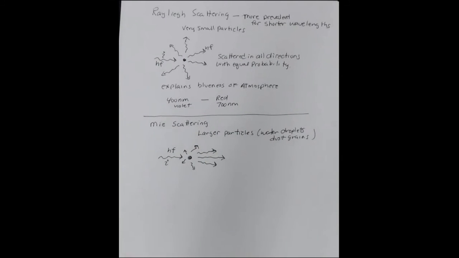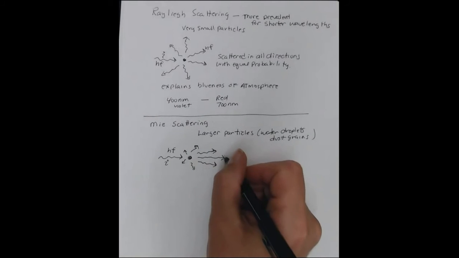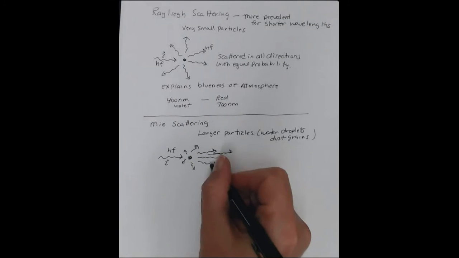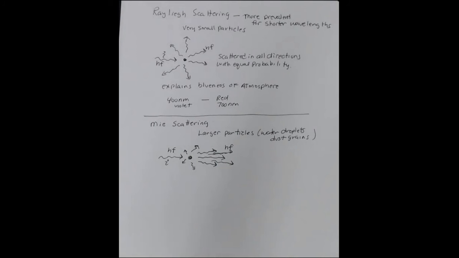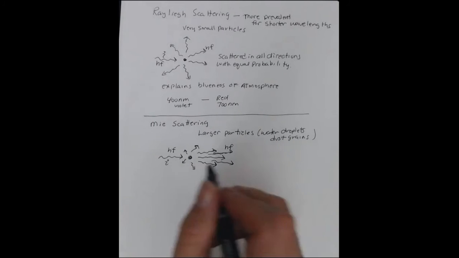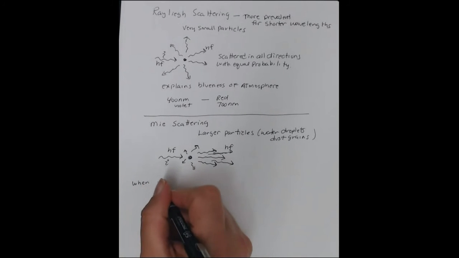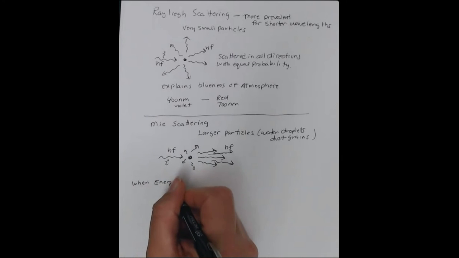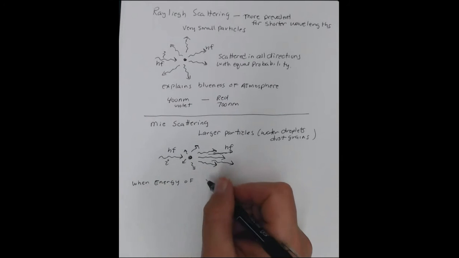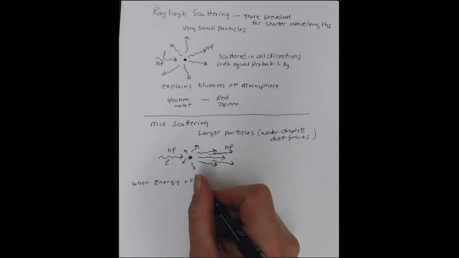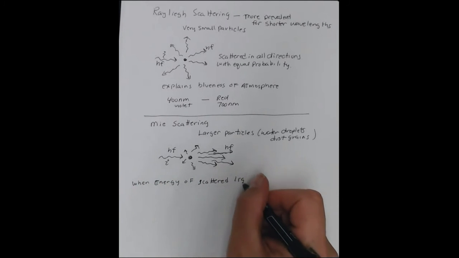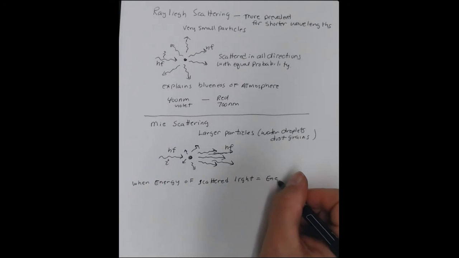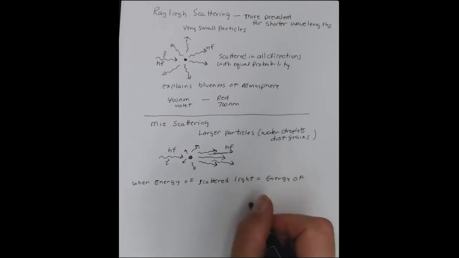So the lengths of my arrows don't represent a different wavelength or anything. If they're longer, it's just that you're going to get more scattered light out in this direction. But it's still the same energy. You don't change the energy. So when the energy of the scattered light is equal to the energy of the incident light, we call that elastic scattering. So energy of scattered light equals energy of incident light.